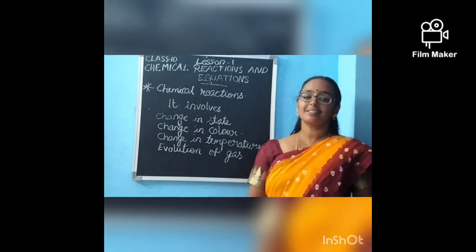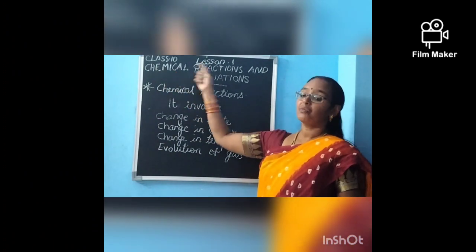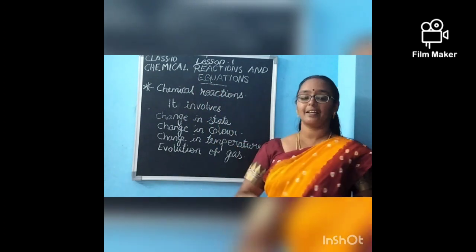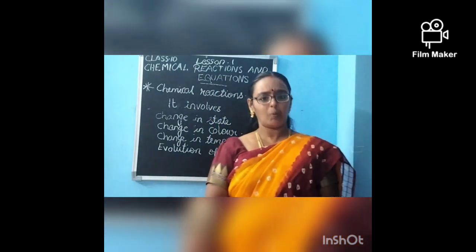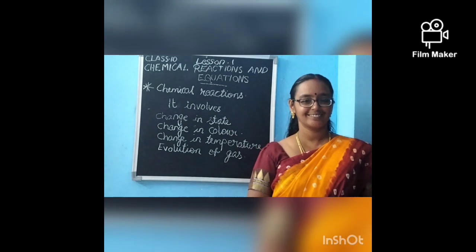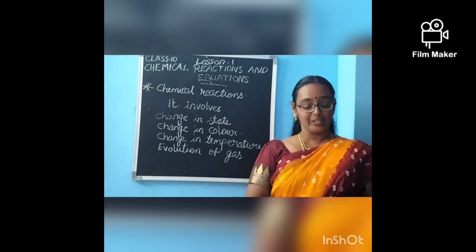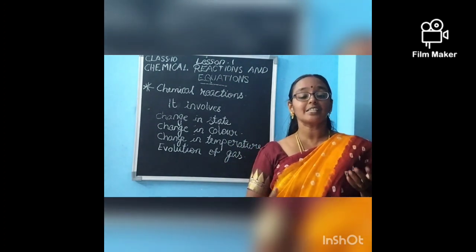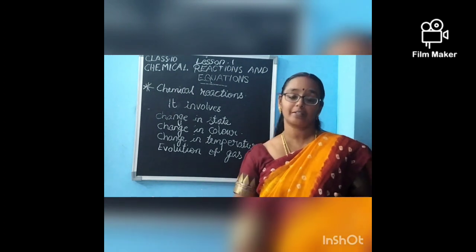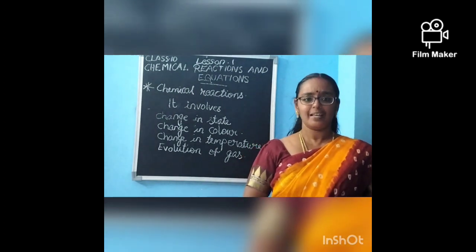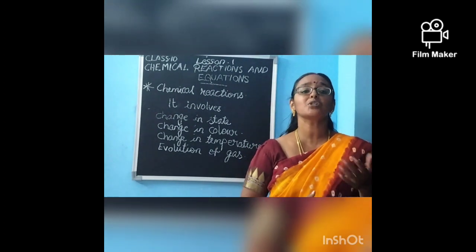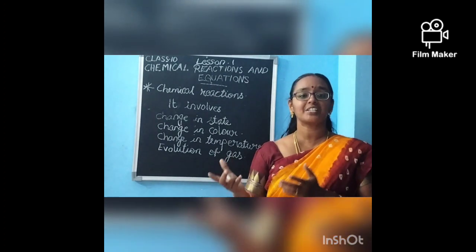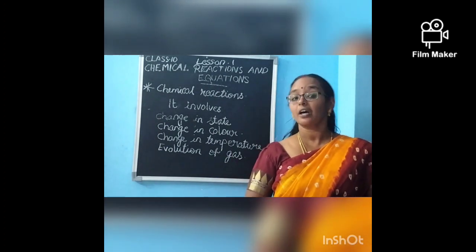Here we are discussing class 10 first lesson, chemical reactions and equations. What is a chemical reaction? A reaction in which there are changes happening from reactants to products is called a chemical reaction. A chemical reaction undergoes a series of changes. When a chemical reaction happens, what are the changes?